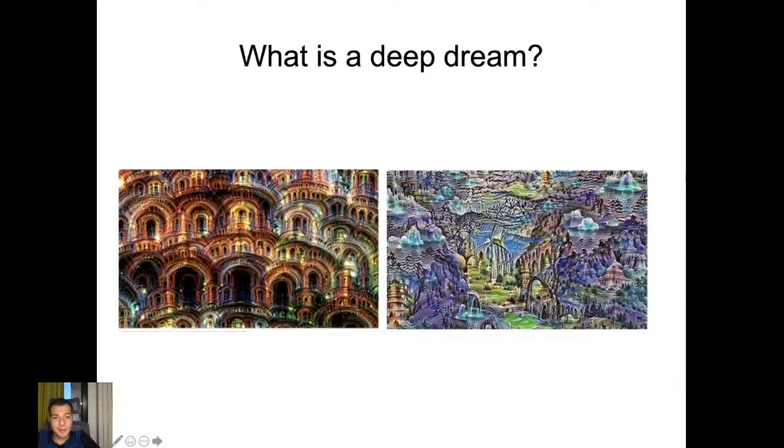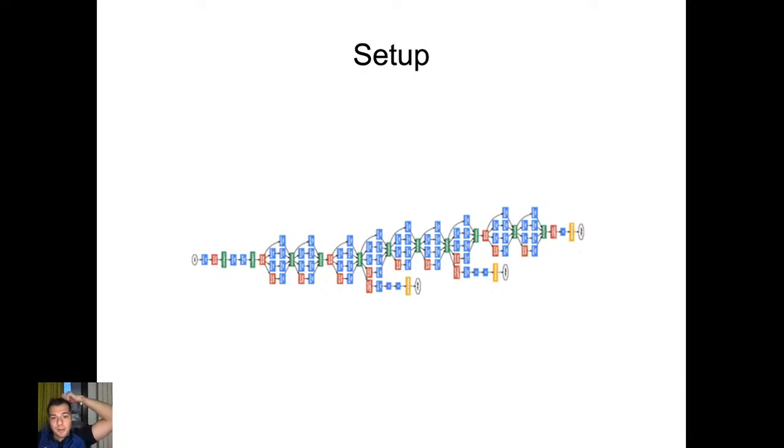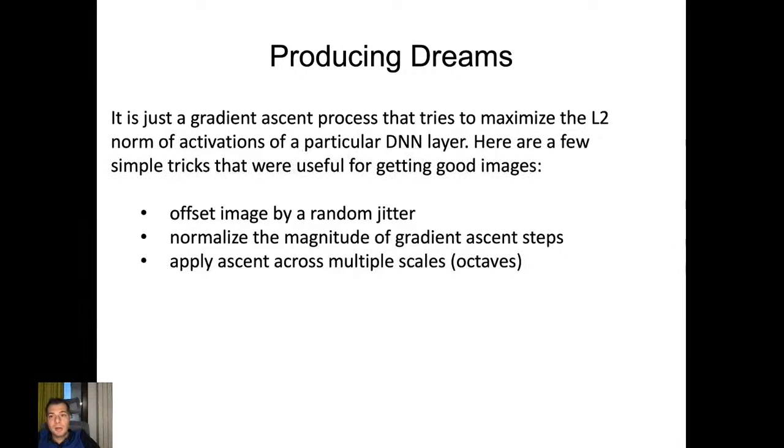And these are some images that are generated with Deep Dream, and they look like some sort of inception landscapes. So in their setup, they applied this Deep Dream algorithm on the GoogLeNet architecture. The technique is pretty simple. They use gradient ascent to maximize the L2 norm of the activations of a particular layer, and there are only some tricks perhaps involved in the training process.